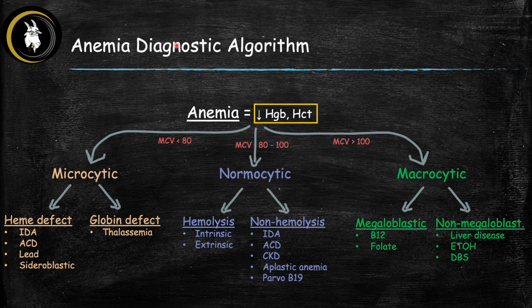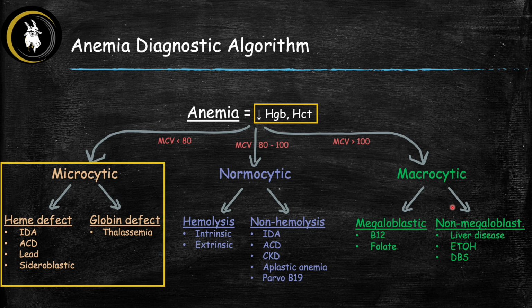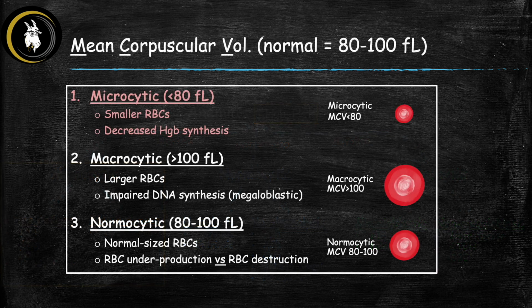So we use a diagnostic algorithm to help us narrow the differential diagnosis, and this algorithm uses the MCV of the red blood cells. So diseases that cause anemia with low MCV are going to be put in this bucket of microcytic anemia. Those with normal MCV are going to be in this bucket of normocytic, and finally those with high MCV are going to be in this bucket of macrocytic. And in this video, we're going to explore those with the low MCV, microcytic anemia.